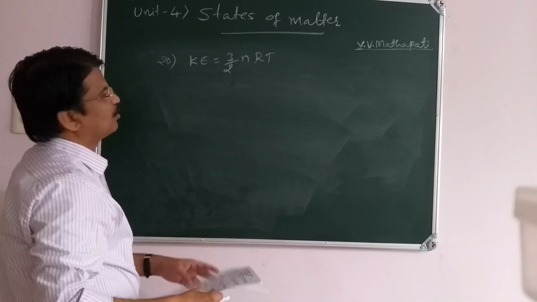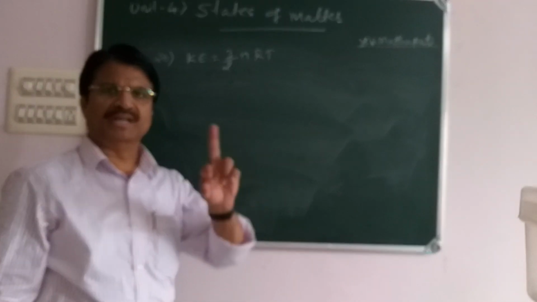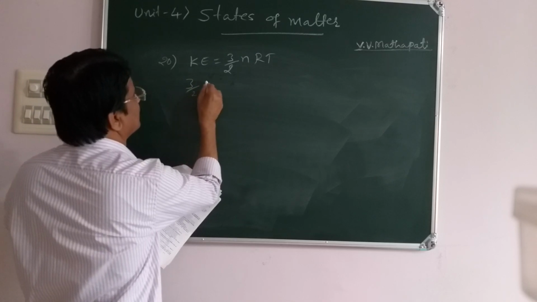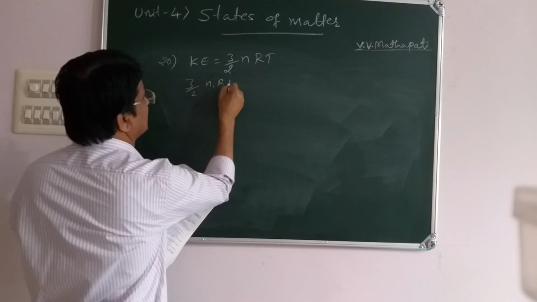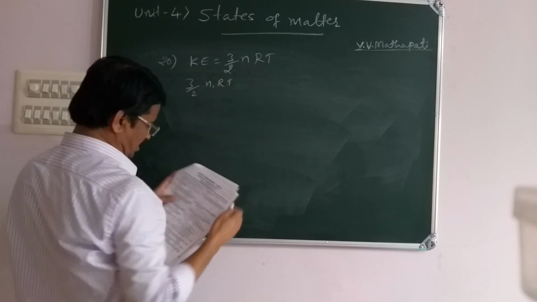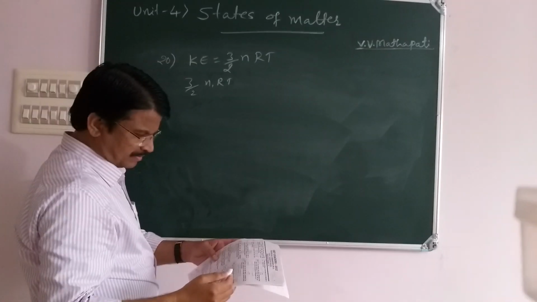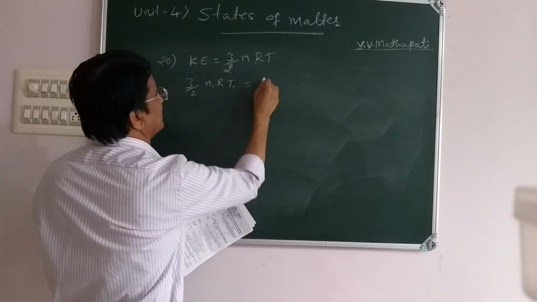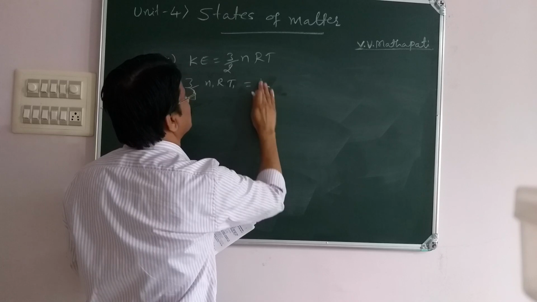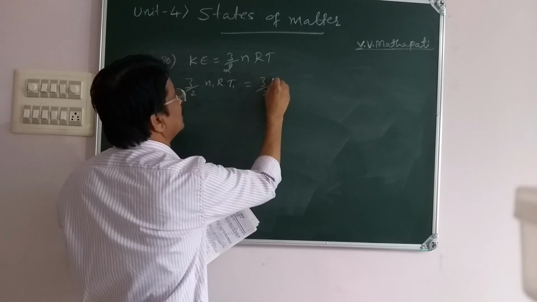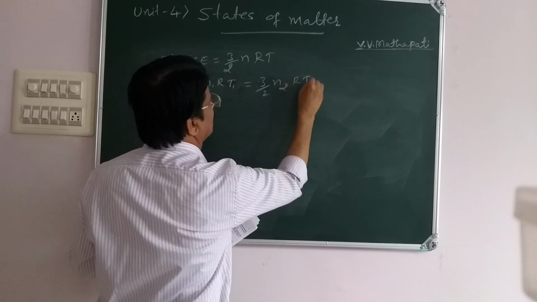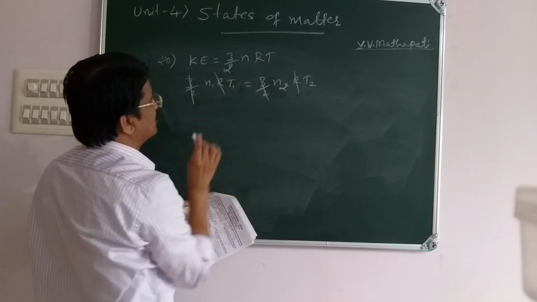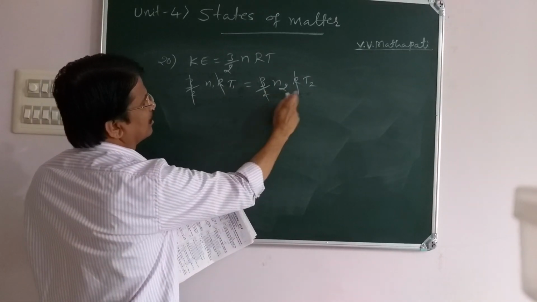0.3 mole and 0.4 mole, they give 2 cases. 3 by 2 N1 R T1. For temperature, since they are asking temperature, you write T1, T2. And 3 by 2 N2 R T2. 3 by 2 R, 3 by 2 R cancel. N1 T1 equal to N2 T2.